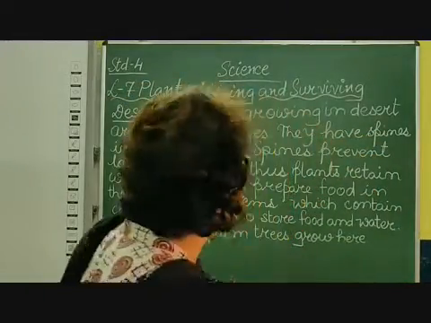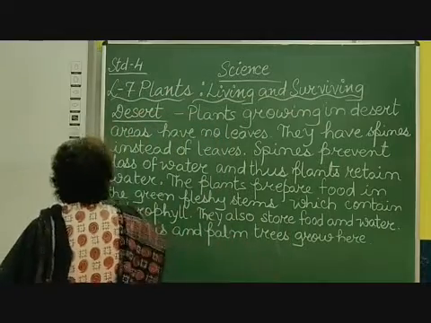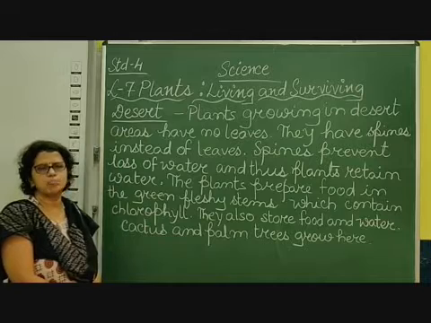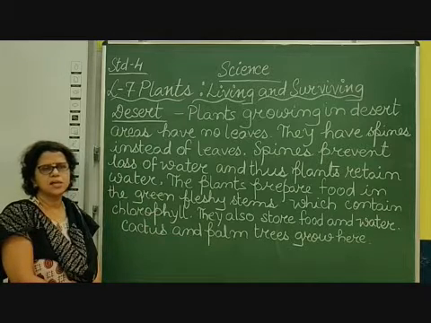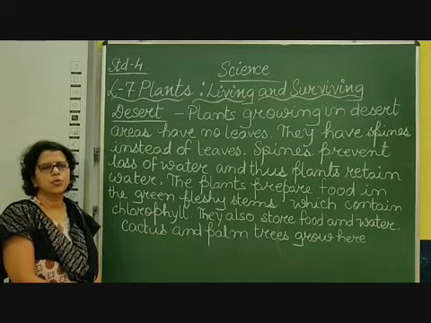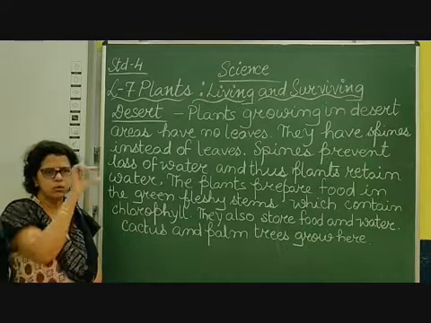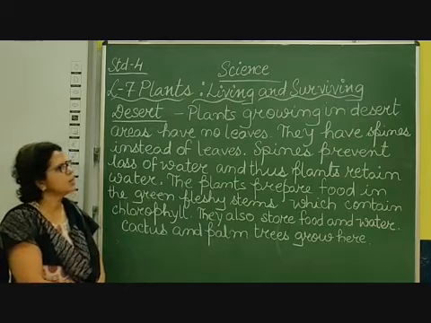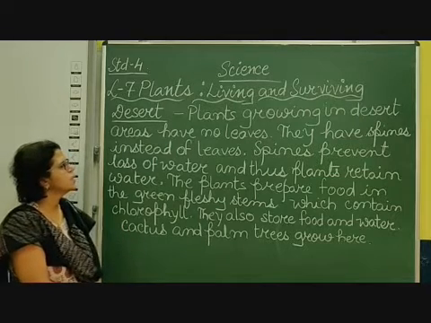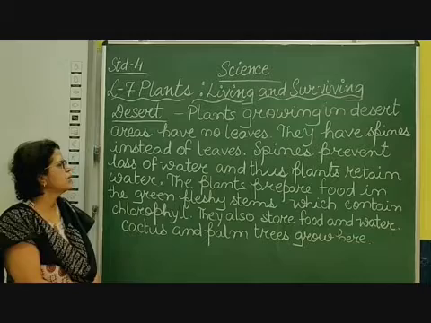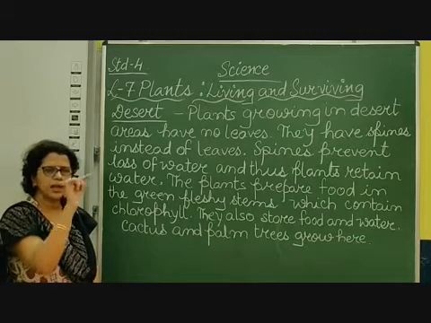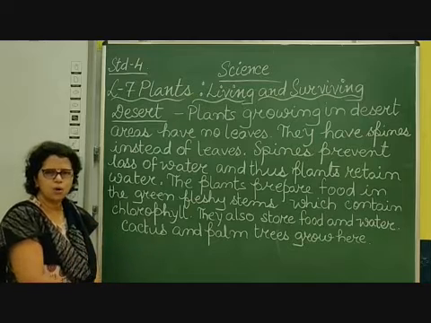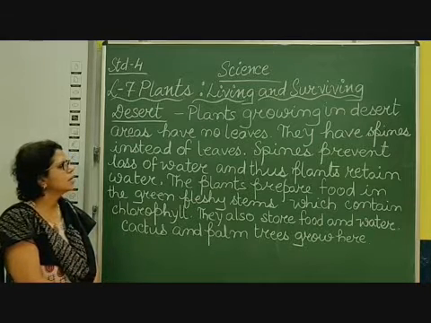So children, plants growing in the desert areas have no leaves, or as I told you, some of them have spines, and spines actually help them to retain the water. They have those prickly spines instead of leaves. Spines prevent loss of water. We've seen in the cactus also there are spines like thorns. And thus plants retain water.